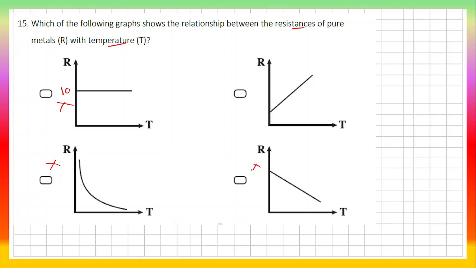If you look at this one, we have the same thing. As you increase the temperature, we have the resistance going down. So this is not what we will go with here. Of course, the resistance of a metal won't be zero. It must start somewhere. But as you increase the temperature, the resistance will keep on increasing. So we go with this option here.